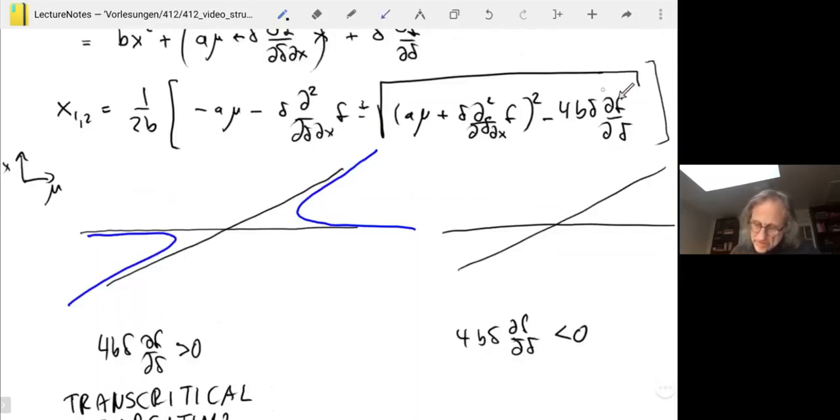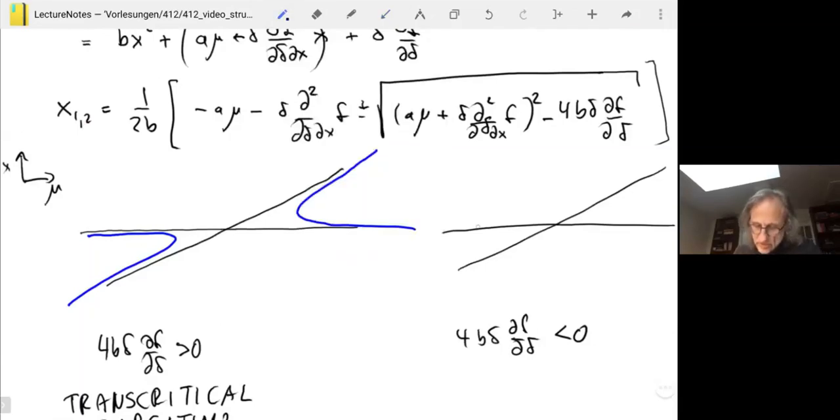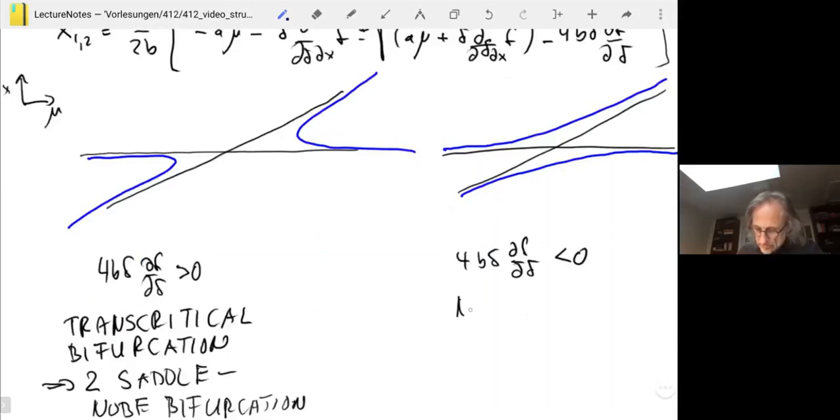This is negative, then this whole thing is positive. That means the square root can never be 0. So that means there's no value for mu where both solutions are equal. Well, again, if you do a more careful analysis, you see the following, that instead of having a transcritical bifurcation, you simply have that this branch connects smoothly with that, this branch connects smoothly with that, and there's no bifurcation left.